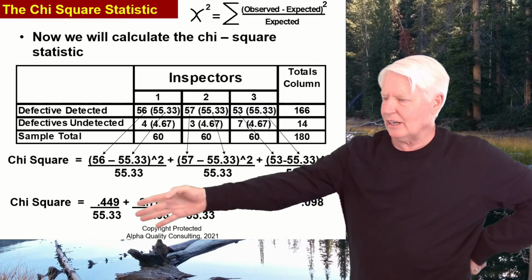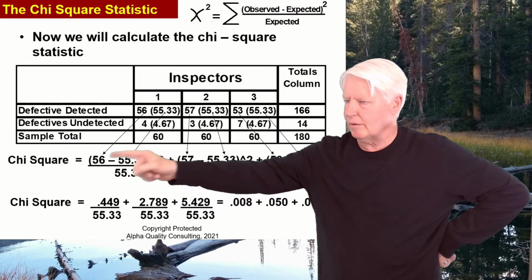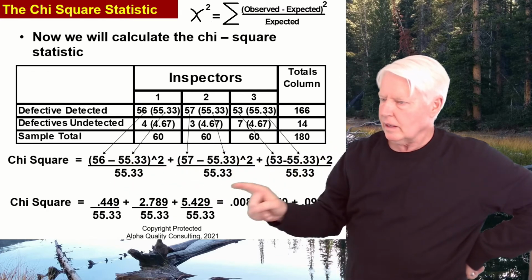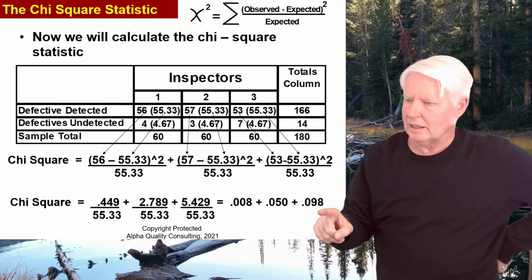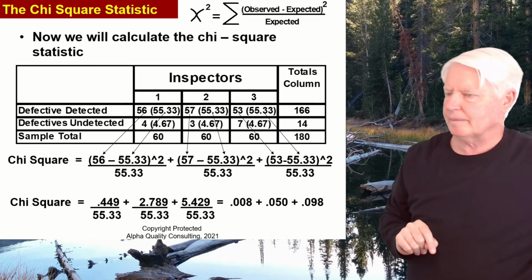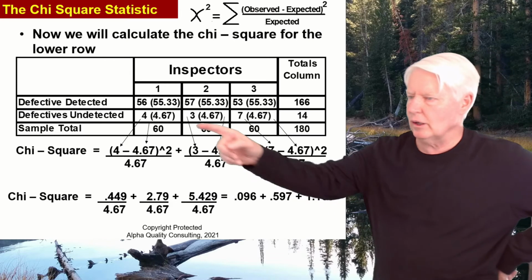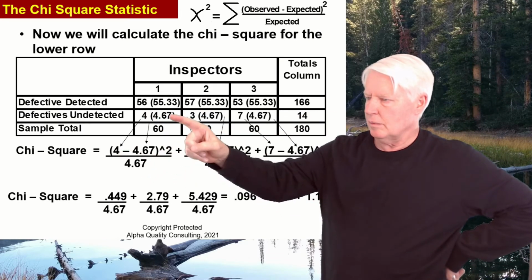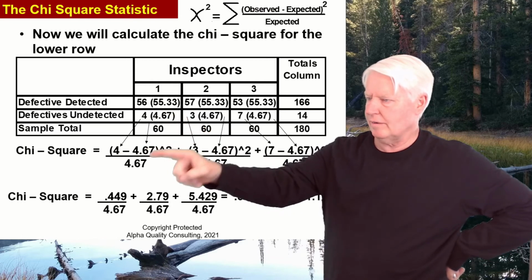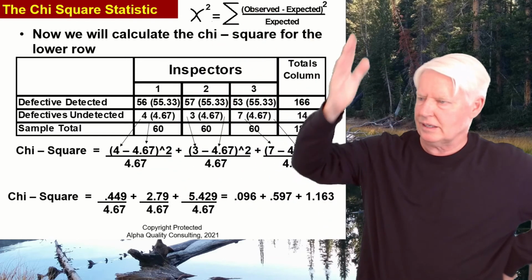Okay, and then I crunched those numbers. I crunched every one of these series. And I got 8 thousandths for that one, 50 thousandths for that one, 98 thousandths for that one. Now I still need to do the lower section here. So here I go. Observed minus expected, squared, divided by expected, just like the formula says up here.